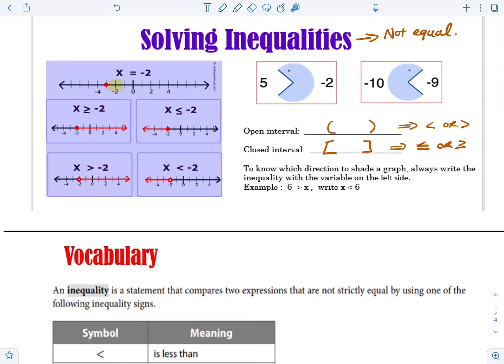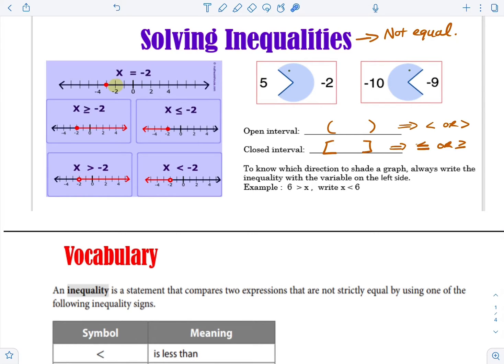It says, to know which direction to shade a graph, always write the inequality with the variable on the left side. So for example, if we have 6 is greater than x, we might want to flip that and write x is less than 6. Notice how this arrow is pointing to the left, so that means it's less than. And it shows us which way to shade, which is to the left.